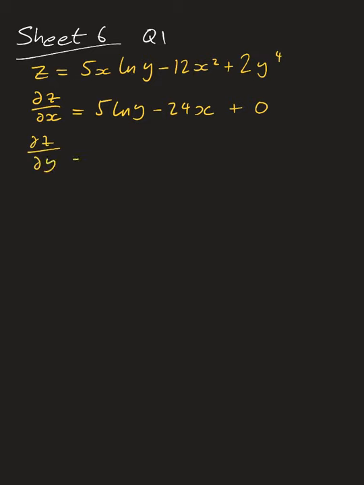Next, with respect to y, the derivative of log y with respect to y is 1 over y, and 5x here is just treated like a constant. So it's 5x times 1 over y. That minus 12x squared has no y's in it, so it goes to 0. 2y to the power of 4 becomes 2, that stays in front, and the power of 4 comes down and is reduced by 1: 4y cubed. So that's equal to 5x over y plus 8y cubed.